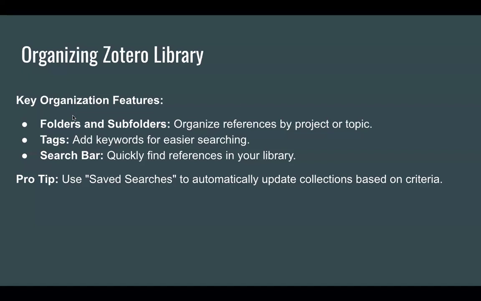Again, the key organization features are folders and subfolders. You can create specific folders for your classes and your assignments, where you can put all the references in your literature review into one folder. You can have specific tags that show the specific things that you want to look at. The search bar within Zotero also makes it easy to locate your references in your library. A pro tip would be to use saved searches to automatically update your collections based on the specific criteria that you're looking for. Essentially what I showed you in the previous slides in the library.